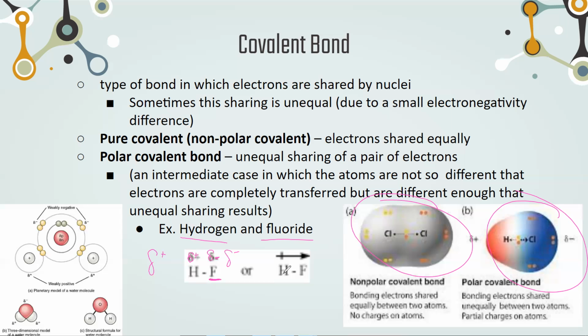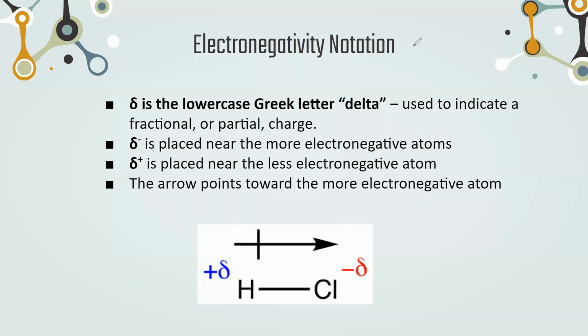We can also use a notation that looks like an arrow here to represent dipole moments. Same situation. Your arrow is going to point towards your more electronegative atom, and that little cross is going to go next to the less electronegative atom. Okay. So just to be a little bit more specific about electronegativity notation, that little funny looking S is the lowercase Greek letter for delta, and that is used to indicate a fractional or partial charge.